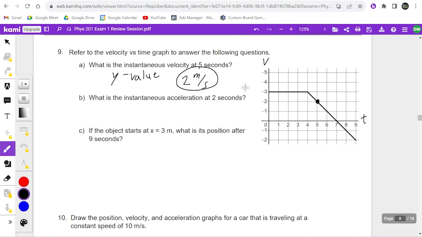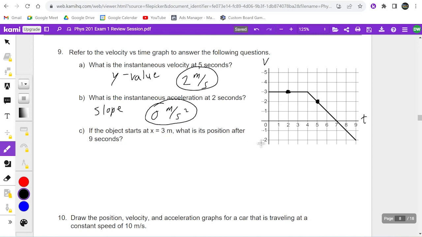Next, part B. What is the instantaneous acceleration at 2 seconds? Someone tell me what I'm looking for, instantaneous acceleration. Slope? Yes, because this is the velocity graph, so the slope is going to get me the acceleration. What's the slope at 2 seconds? It's just 0. It's no slope. 0 meters per second squared. Done.